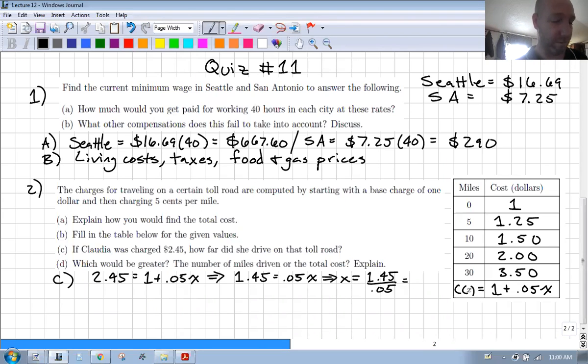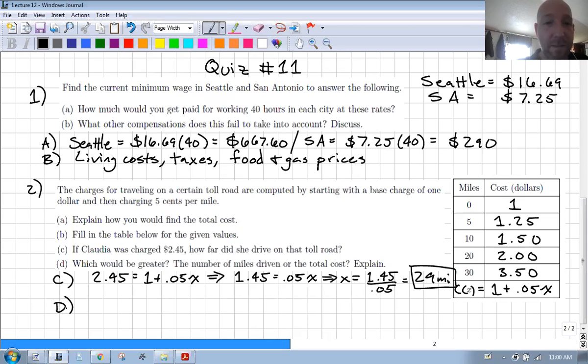So 1.45 divided by 0.05 is 29 miles. Should put in miles. All right, and we can of course check: 29 miles at 5 cents a mile is $1.45. Add $1 to that, and we get our $2.45 back.